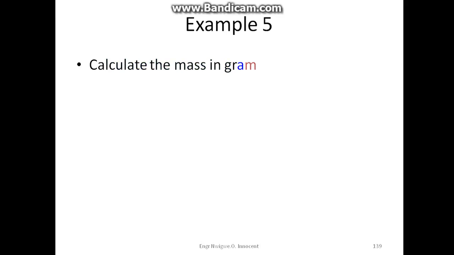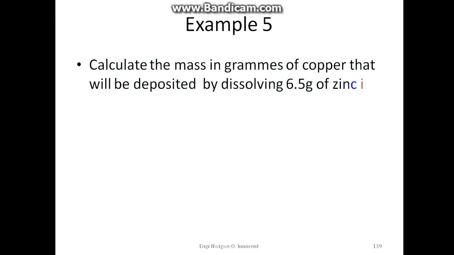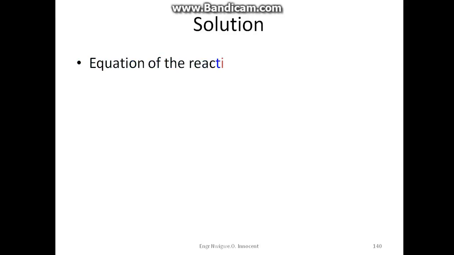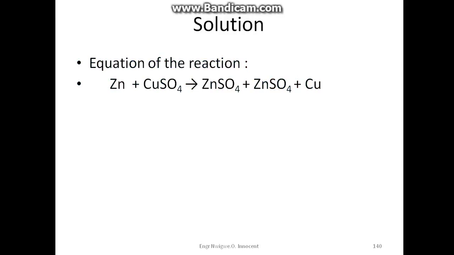Example 5. Calculate the mass in grams of copper that will be deposited by dissolving 6.5 grams of zinc in copper tetraoxosulfate(VI) solution. Solution. Equation of the reaction: zinc reacts with copper tetraoxosulfate(VI) to give zinc tetraoxosulfate(VI) and copper.